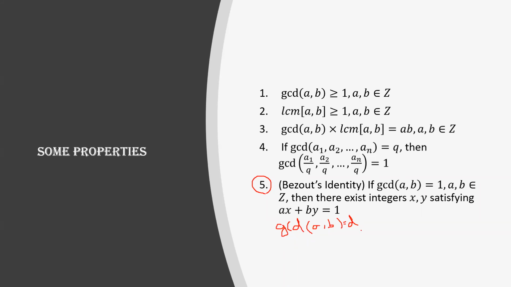If GCD of A comma B is equal to D, then there exist integers x comma y, which belong to Z, such that ax plus by is equal to d. So this is very powerful, and this can be helpful for solving some problems in GCD LCM.